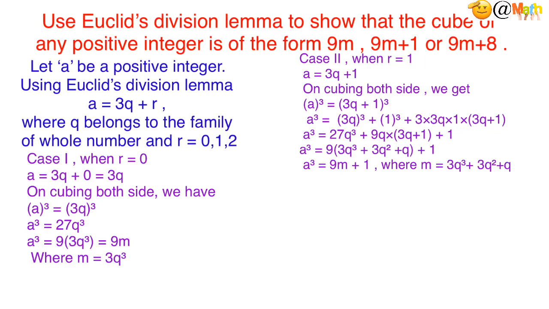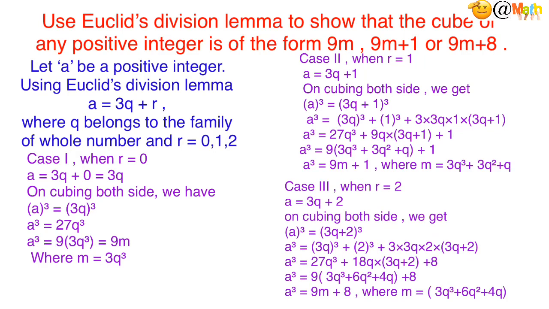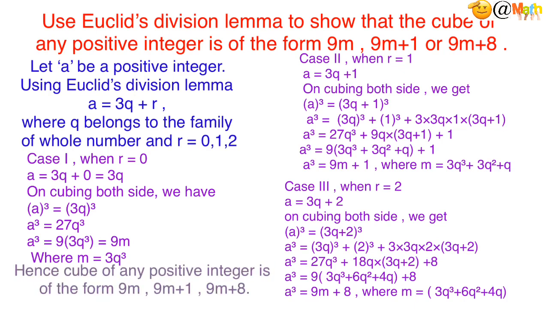Again, in case 3, when r is equal to 2, we can write a is equal to 3q plus 2. On cubing both sides, we have a cube is equal to a 9 multiple plus 8, which can be written as 9m plus 8, where m is equal to 3q cube plus 6q square plus 4q. Hence, the cube of any positive integer is of the form 9m, 9m plus 1 or 9m plus 8. It can never be 9m plus 2, 9m plus 3, 9m plus 4, 9m plus 5, 9m plus 6, 9m plus 7.